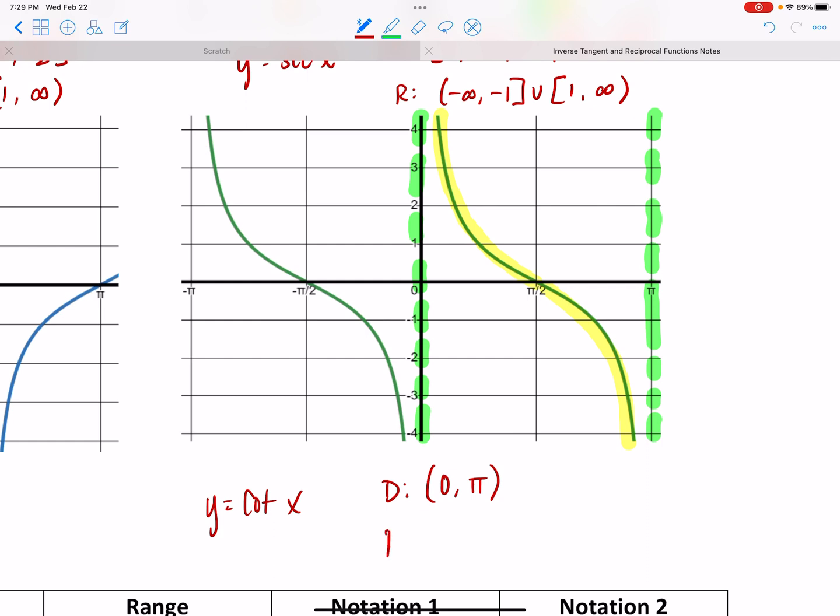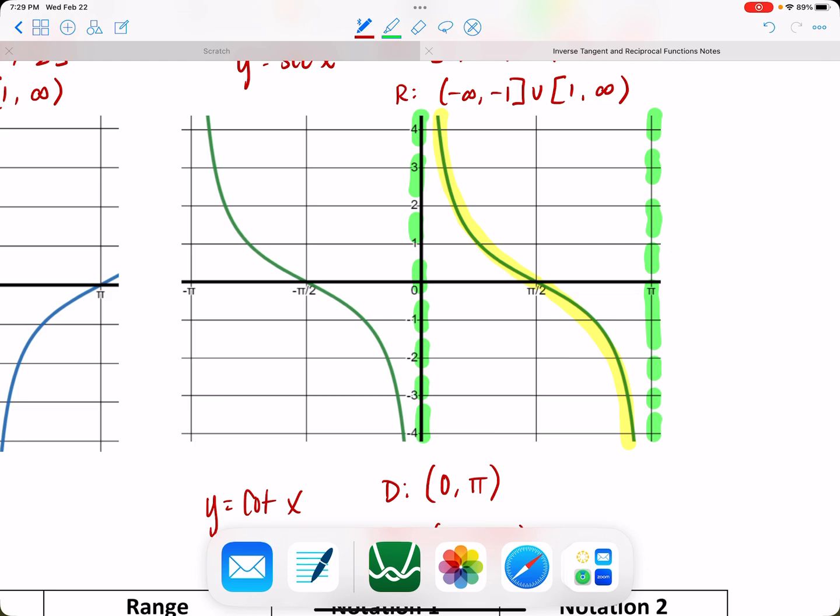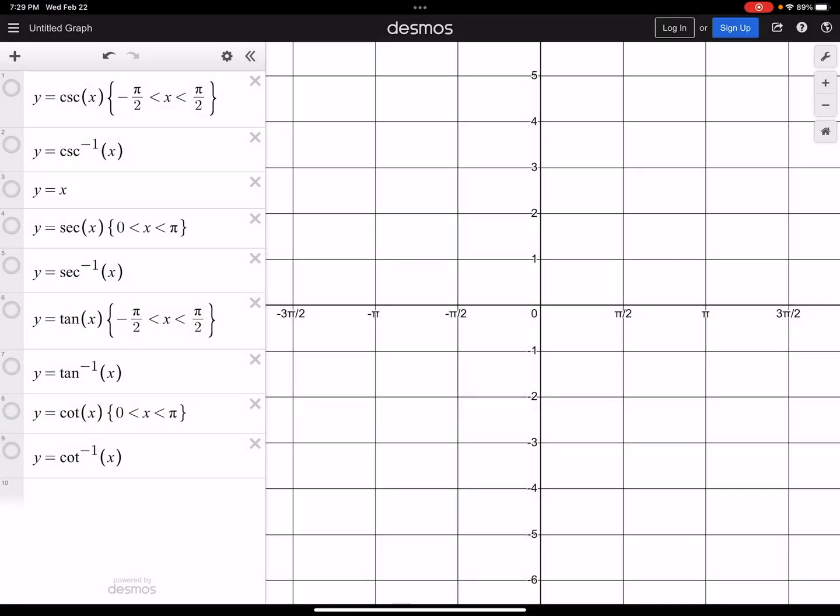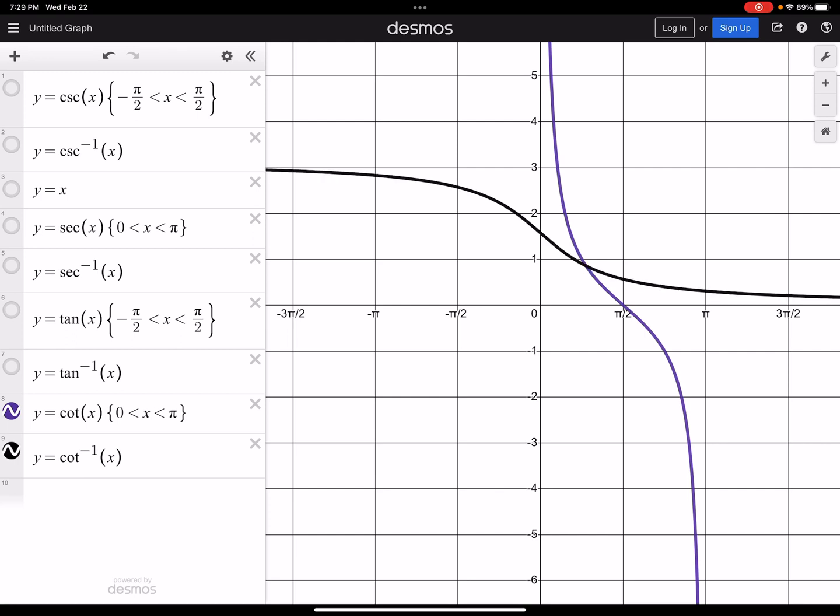And then our range, just like tangent, these graphs go up and down forever, so infinite. And then the opposite will happen for our inverse. So last set. Here's our cotangent, that one interval from 0 to pi. Here's the inverse. And again, symmetry of those two graphs over the line y equals x. Okay, so we went from the infinite range to the infinite domain, and all those inputs and outputs are switched.